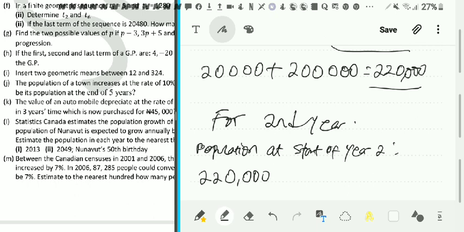Okay, so if it's 500,000 at the start of the year, what will be the increase at the end of the year? 10% of 500,000, that's 50,000. So the total population at the end of the year, what? 550,000. So like that.